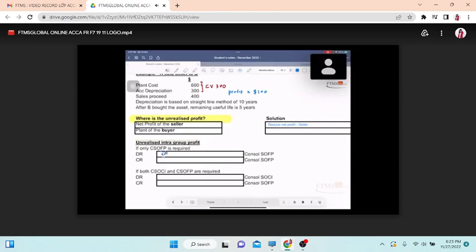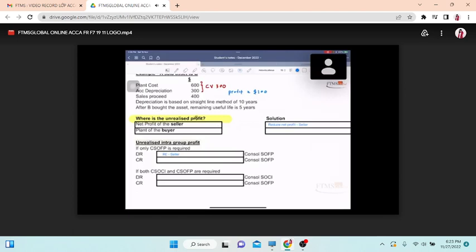Okay, so it's important to know who is the seller. Why? If you remember our workings earlier, our retained earnings workings, we have parent and subsidiary, right? So you need to know exactly which retained earnings you are going to debit, whether the retained earnings of the parent or of the subsidiary. So it's important to know who is the seller, because that will determine whose retained earnings you are going to debit.